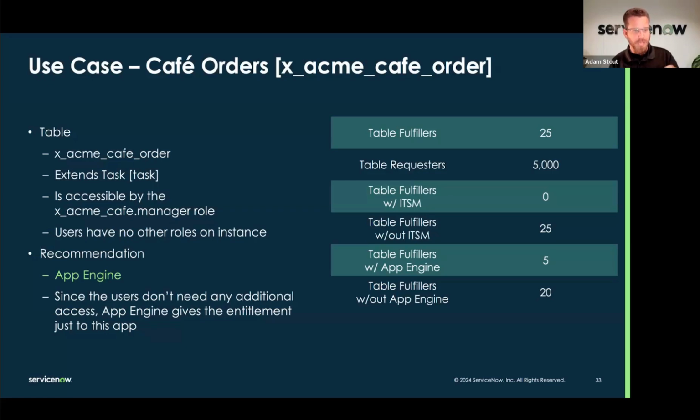Of those, the 25 table fulfillers do not have ITSM licenses, and 5 of them have App Engine licenses. In this model, I'm just going to buy 20 more App Engine licenses. If I buy 20 more App Engine licenses, it's nice and clean and crisp. They can actually do a lot of other things as well. But I don't want to burn my ITSM tables when literally none of the users who use ITSM use this as well. At that point, I would have to buy 25 more ITSM licenses, or just 20 App Engine licenses.